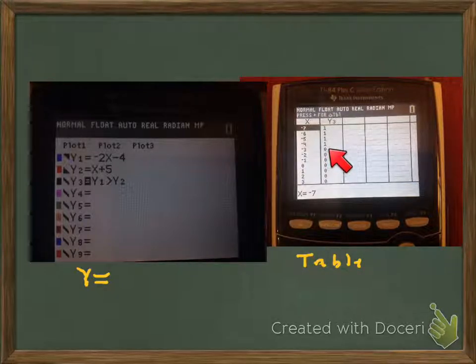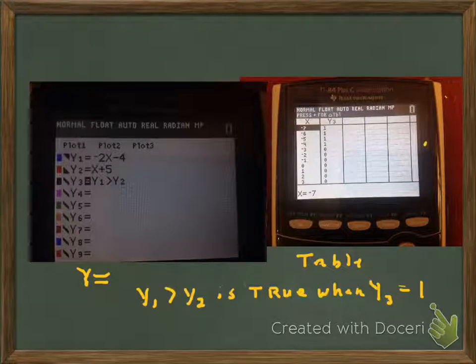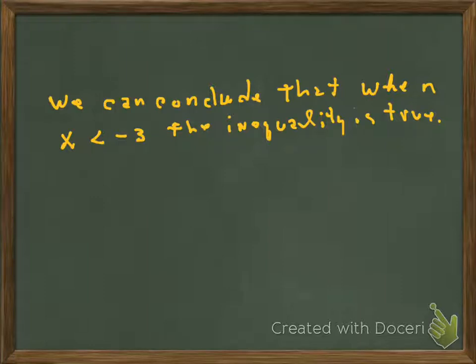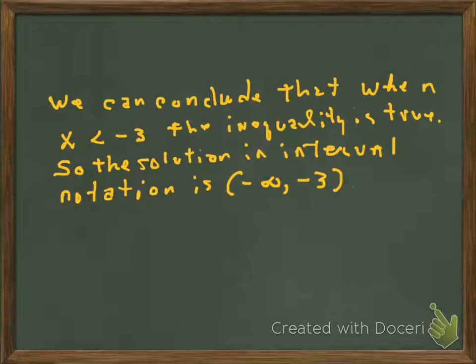So we conclude that as long as our value for x is smaller than negative 3, then we will have a true inequality. So the 1 indicates that, and that's part of what we're using the test function to determine. So we can conclude that when x is less than negative 3, the inequality is true.